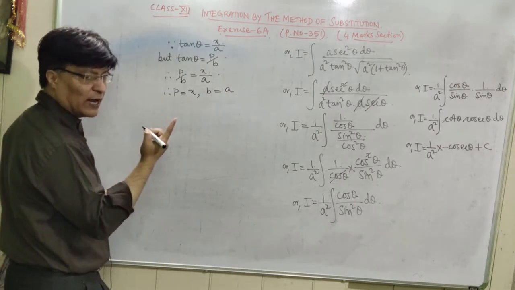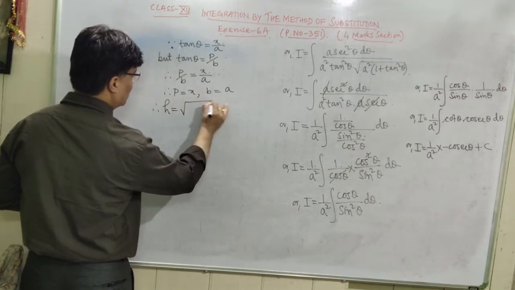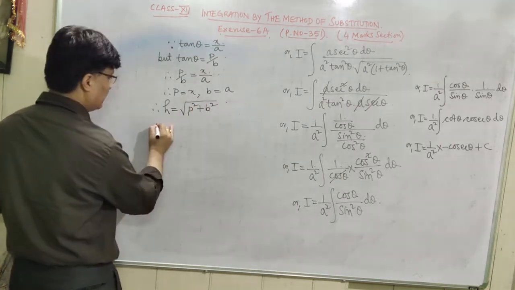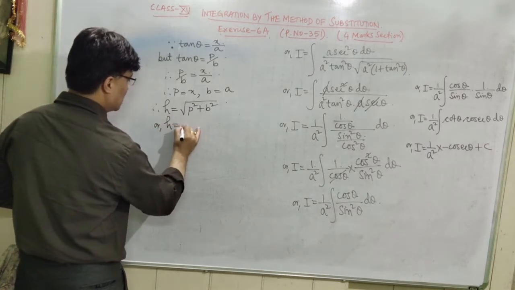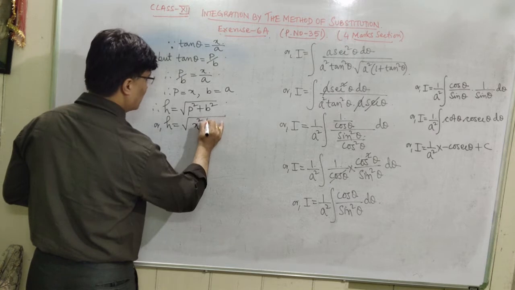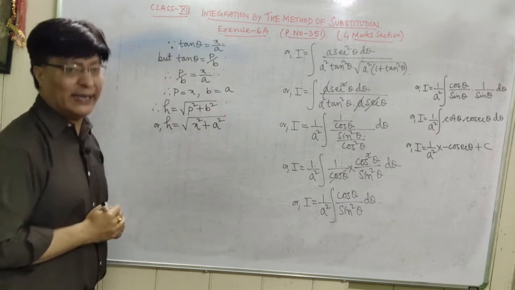Now we have to get the value for hypotenuse h. So you know the formula, by Pythagoras theorem, h is equal to root over p square plus b square. What is p square? It is x square, plus what is b square? It is a square. That is the value for h.